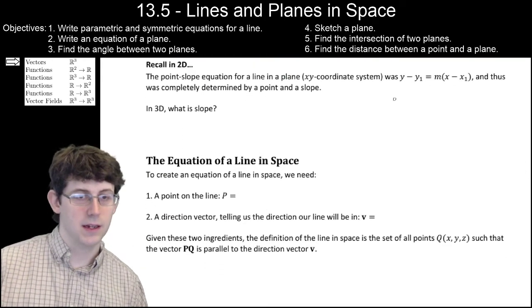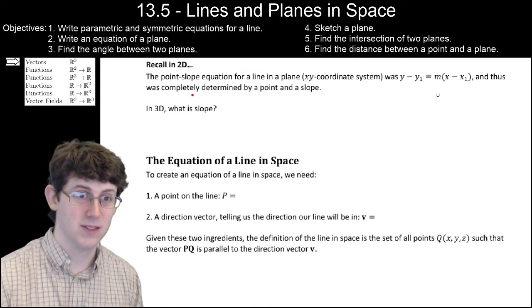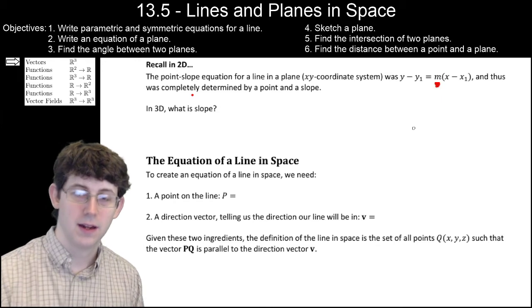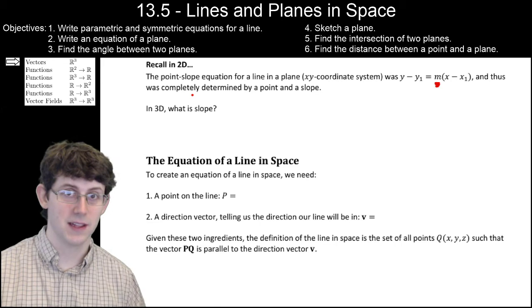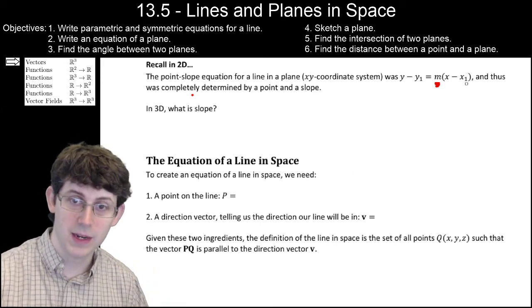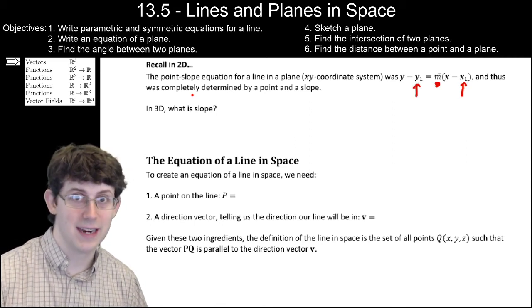Okay, just to remember what we did in 2 dimensions, which is the same thing we're going to do in 3 dimensions: if you know the slope of a line in 2 dimensions, then you can write down the equation of a line right away. You pick a point on the line, you drop the point into these slots, and then you put the slope here and you're all set.